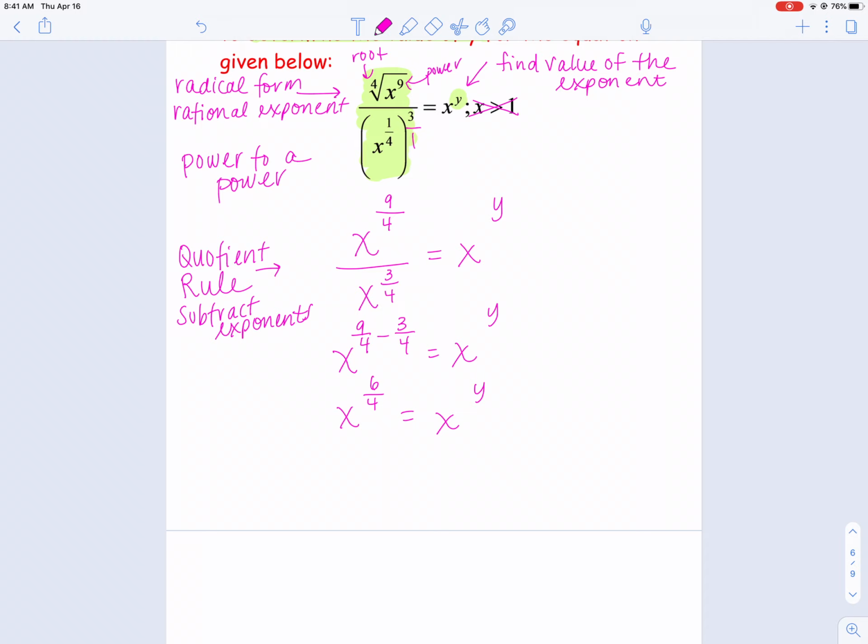But understand, 6/4 can be simplified. It simplifies into 3 over 2, and that means that, look, 3/2 is y. Y equals 3 over 2. That's your final answer. Okay, that's your y value.